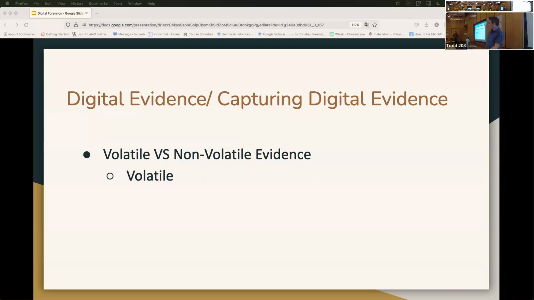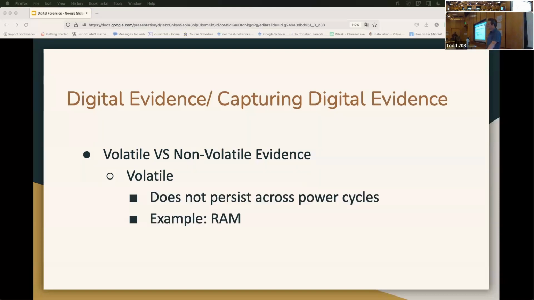Volatile evidence would have to be evidence that could easily be destroyed, i.e. some data that's currently in RAM, and if you unplug the machine. Look at that. Good work. Yeah, volatile evidence is evidence that does not persist across power cycles. This is our RAM, right? So if somebody unplugs the computer, all of this evidence that's in RAM is gone. Everything that we could have taken is no longer there, right?